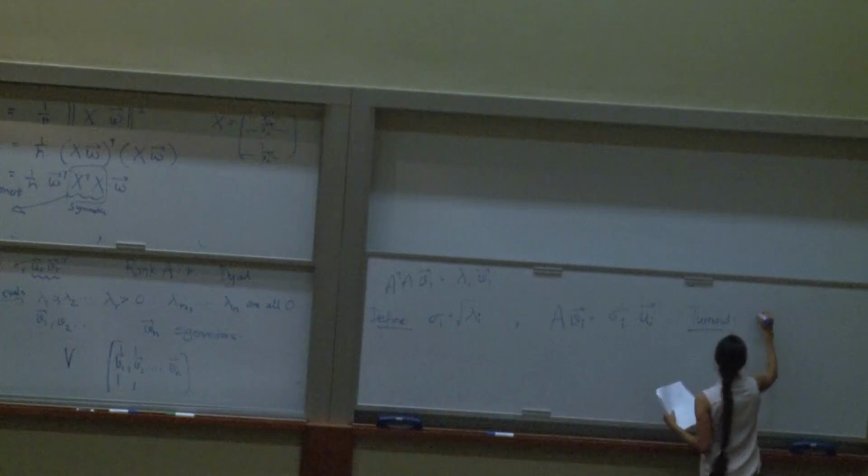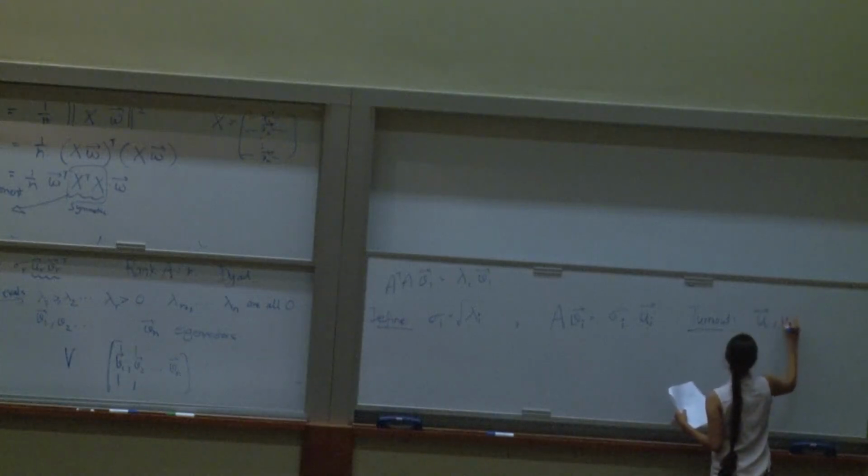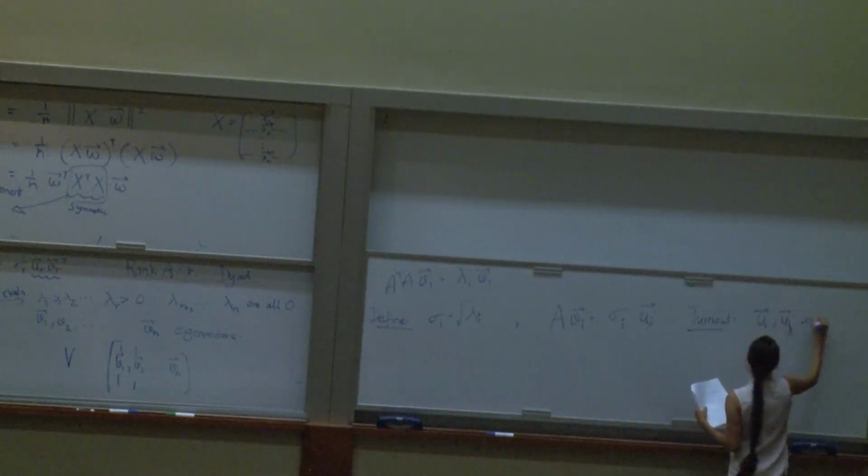Okay? It turns out that ui and uj are orthonormal.